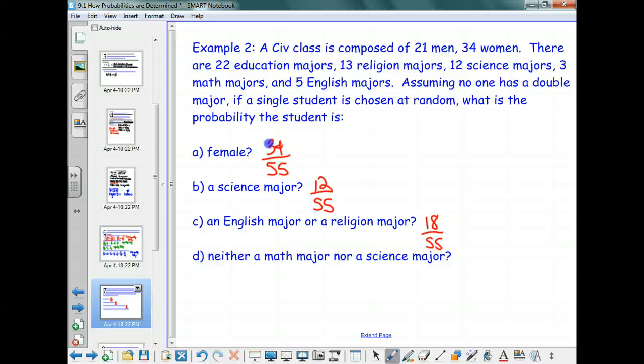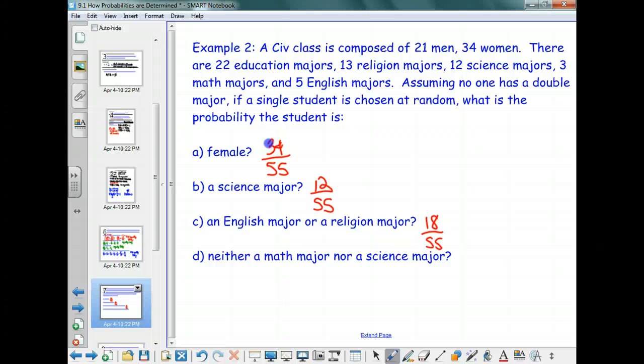Because you see, we could have done the problem differently. If this simply said a female or a religion major, you couldn't just add them together, right? Because if we added the female and the religion majors together, we would have double counted, or at least potentially double counted someone who happens to be both. Are you with me? Okay, we have one more.